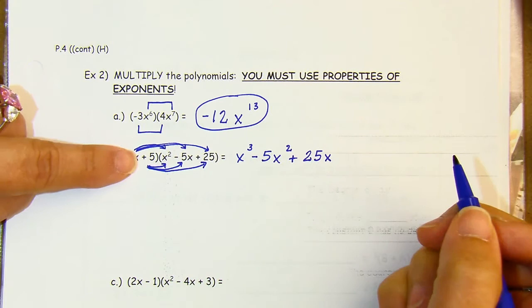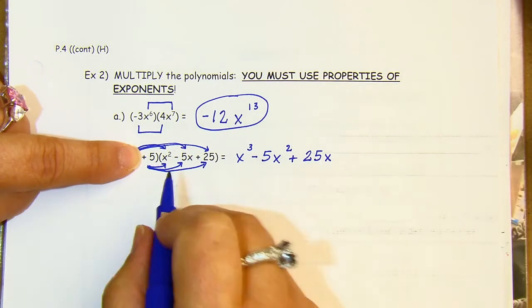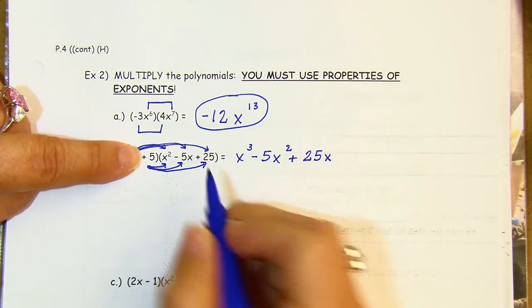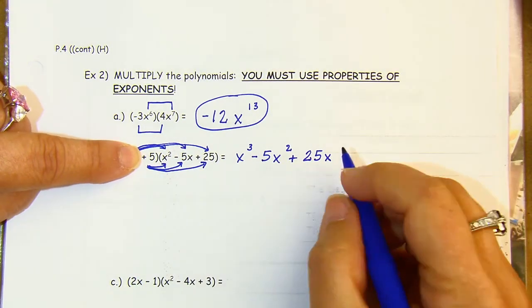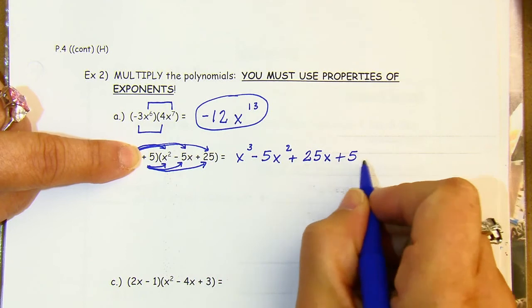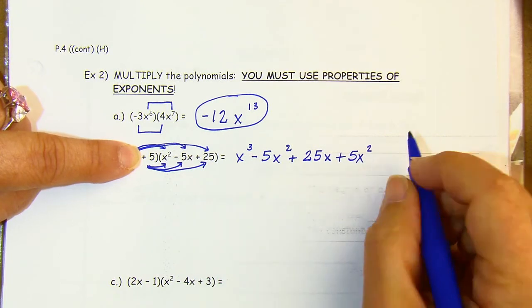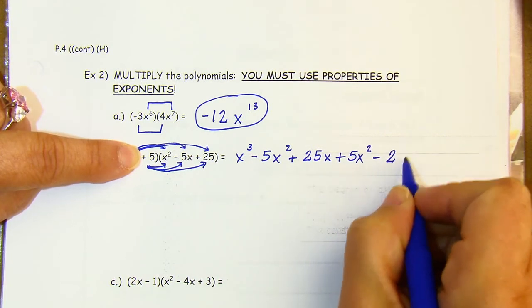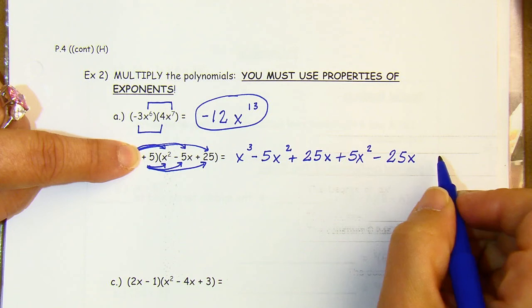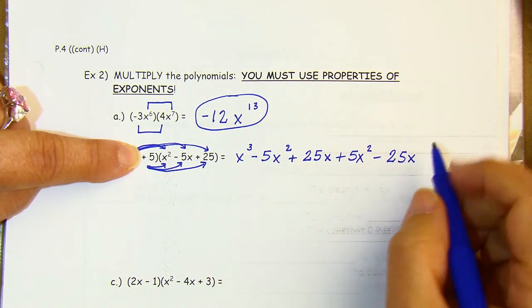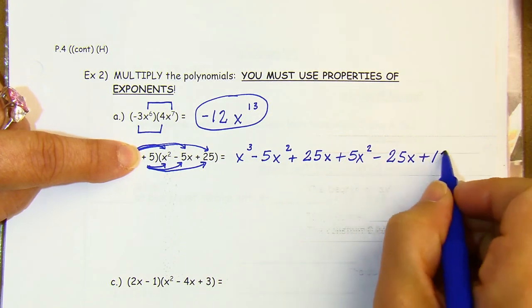And now I'm going to just show the 5, and I'm going to multiply each one of these terms by the 5. So this now is plus 5x squared. Subtract 25x. And 5 times 25 is 125, so plus 125.